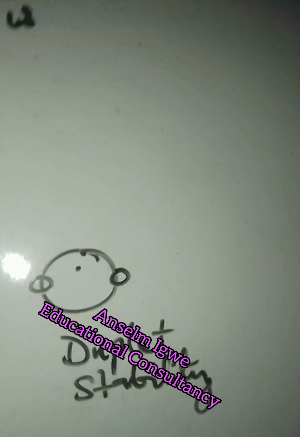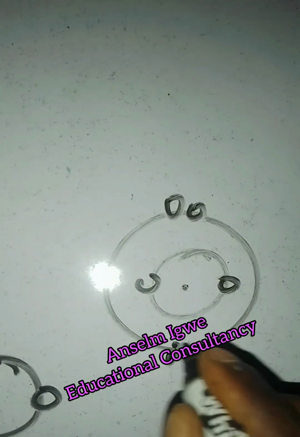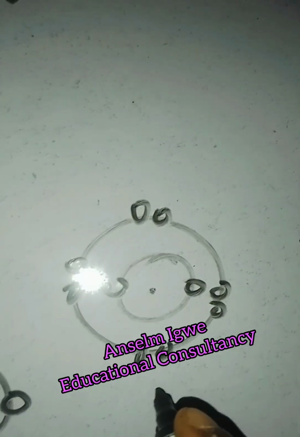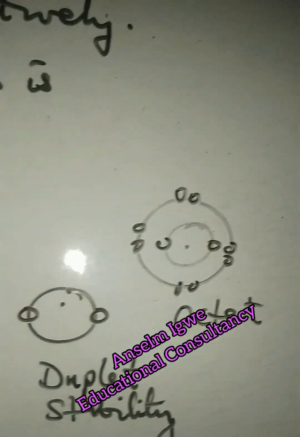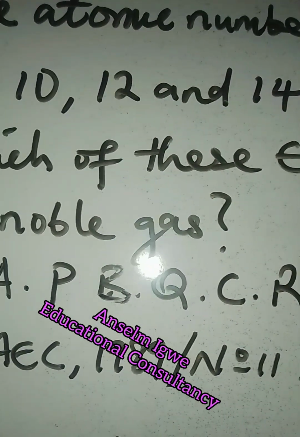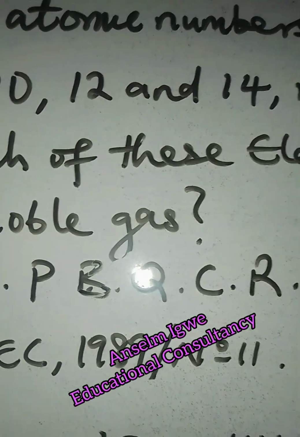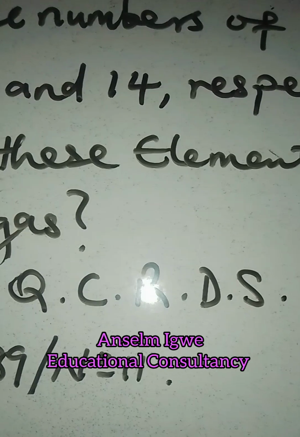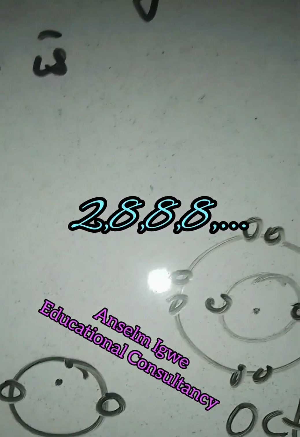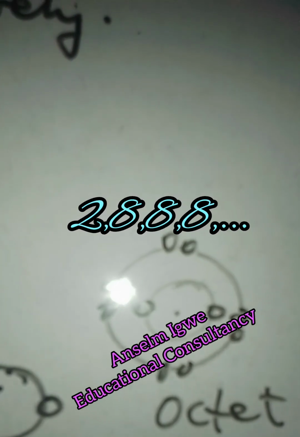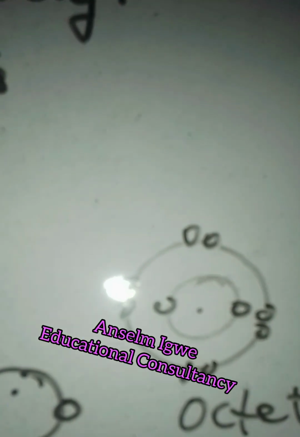If the atom of the element has more than one shell, it means that the last shell must have 8 electrons. We call this octet stability. So, for any of these elements to be a noble gas, when we write the electronic configuration, the last number must be 8. And in electronic configuration, the first shell must have 2 electrons. Other shells must have 8 to be stable, depending on the number of electrons involved.